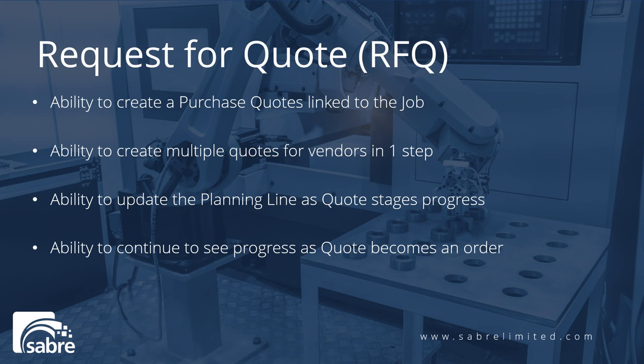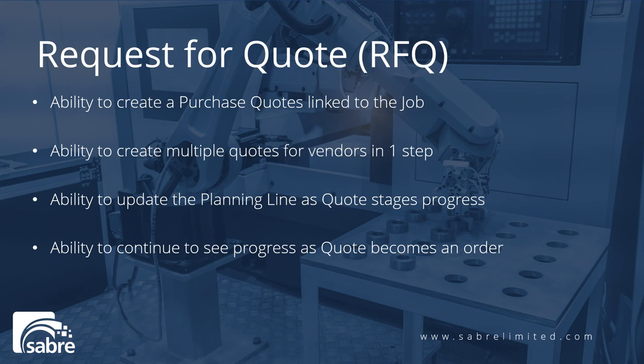So with the request for quote, or the RFQ process within Sabre ETO, this gives users the ability to create purchase quotes and link them to the job. So on the planning lines, you'd have the ability to see which quotes have been created. You can drill into them. You can also see through the disposition status on the line that there has been quotes placed for this line so that you haven't yet purchased it.